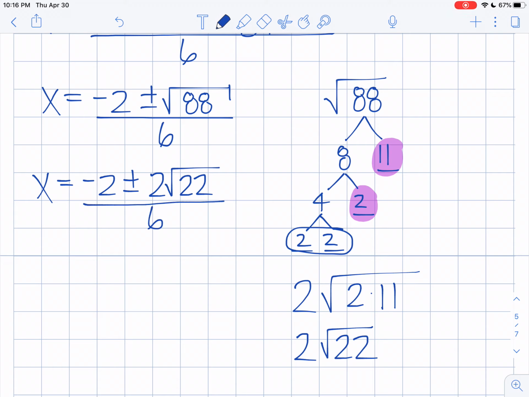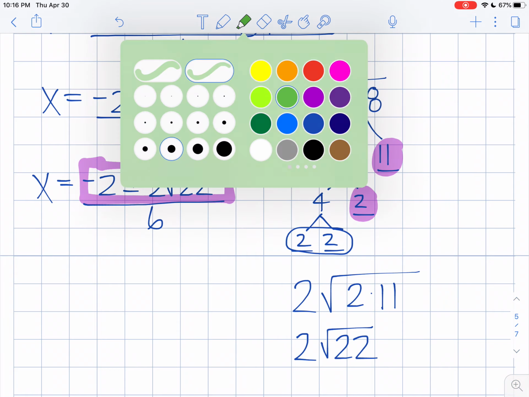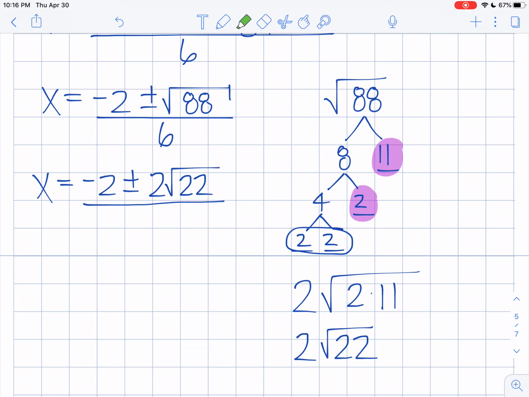Now the last thing I want to look at is in my numerator here, I have 2 terms. I have this term, -2, and I have this term, 2 times the square root of 22. I want to know, do they have a greatest common factor? Do they have a GCF? What do they have in common? They both have in common a 2. So I can factor it out.